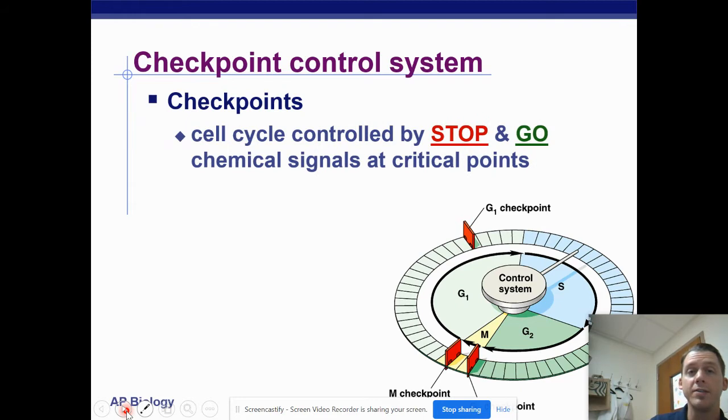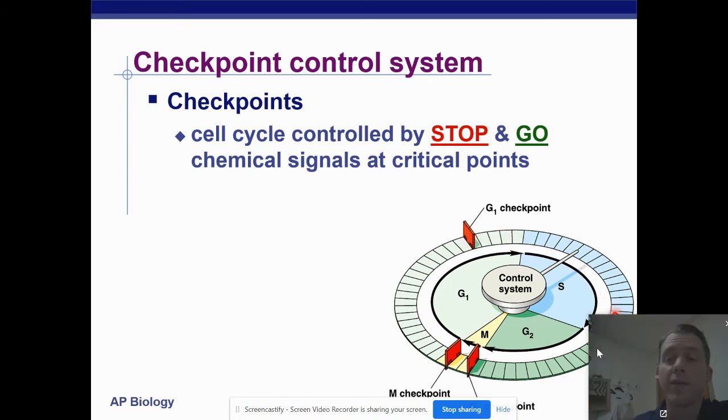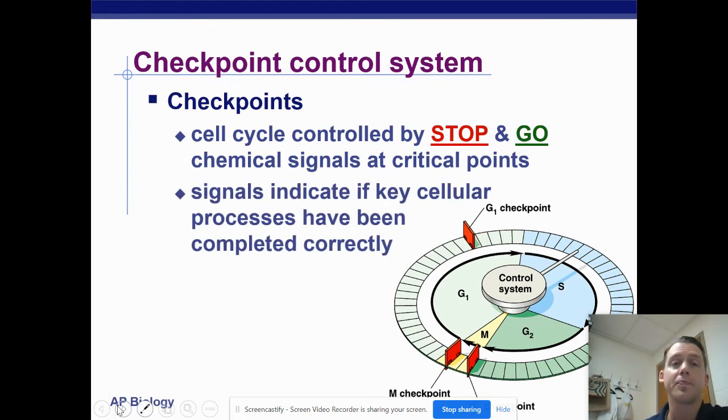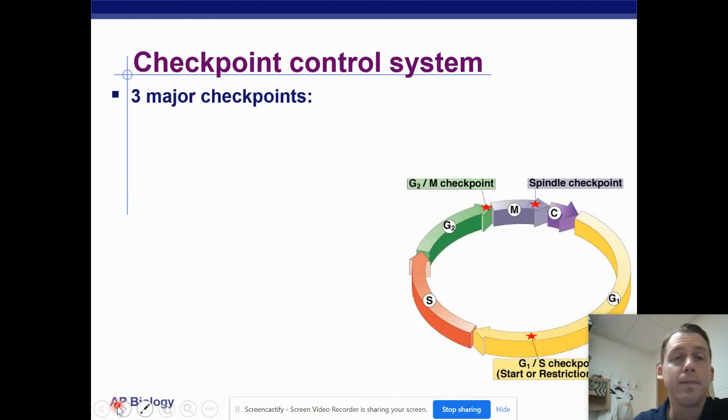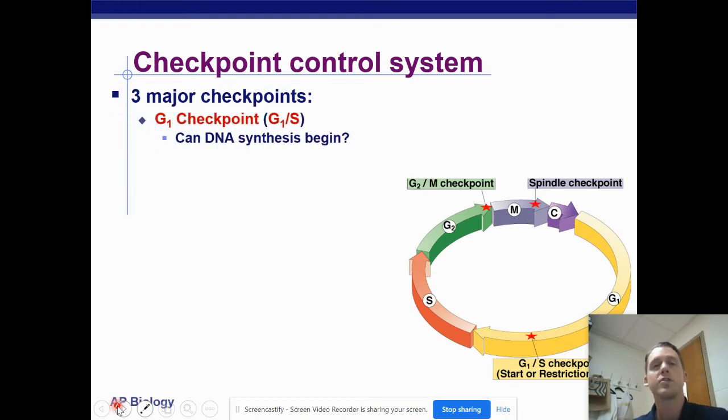So here is the main control system. We have checkpoints. The cell cycle is controlled by various stop and go chemical signals, and we have this analogy here. We have a checkpoint toward the end of G1, a checkpoint after G2, and then a checkpoint midway through the M phase. These are actually chemical checkpoints that keep us from moving on. The signals indicate if key cellular processes have been completed correctly. Let's learn about these three major checkpoints.